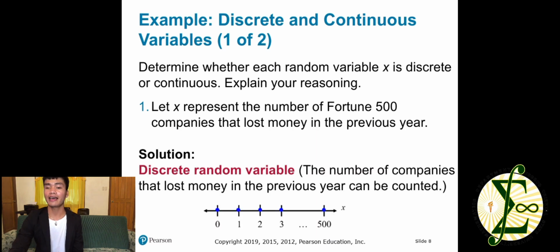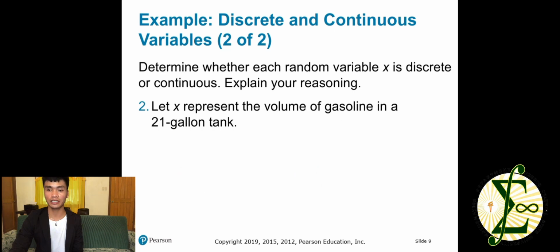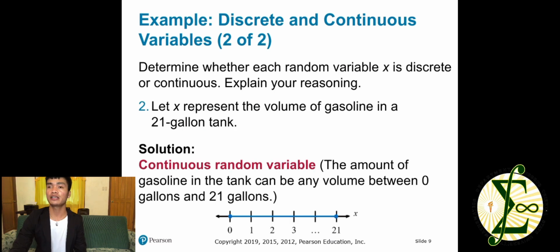Second, let X represent the volume of gasoline in a 21-gallon tank. Remember that discrete random variable is obtained by counting, and continuous random variable is obtained by measuring. And this situation is an example of continuous random variable because the amount of gasoline in the tank can be the volume between 0 gallons and 21 gallons.